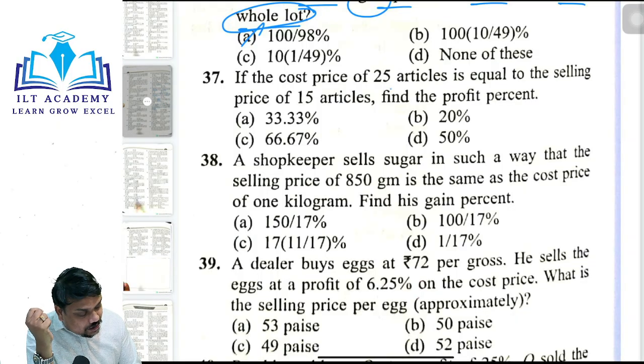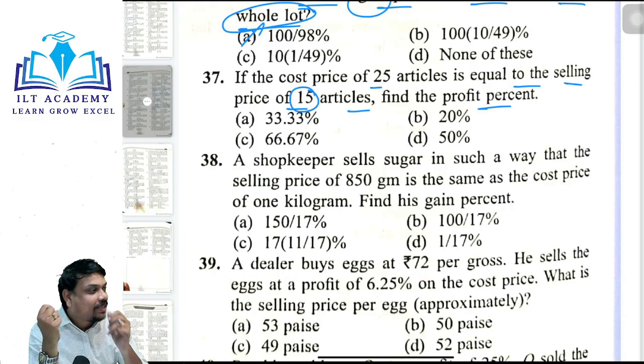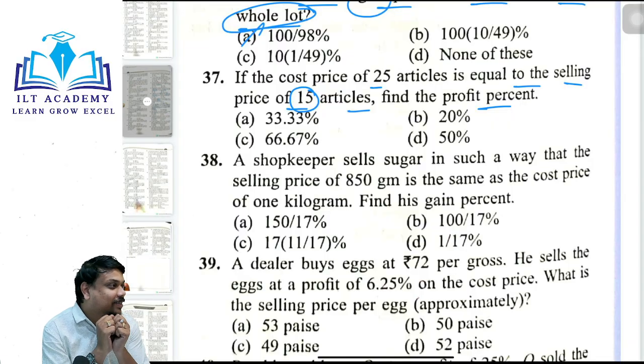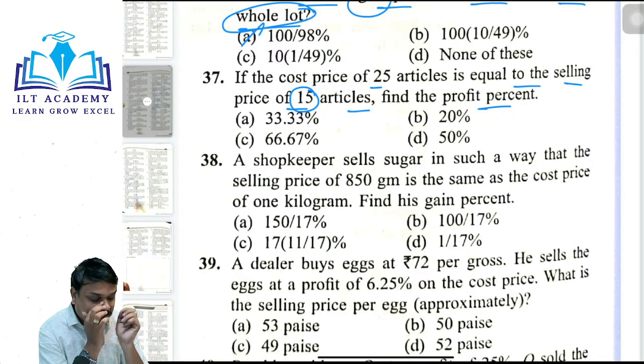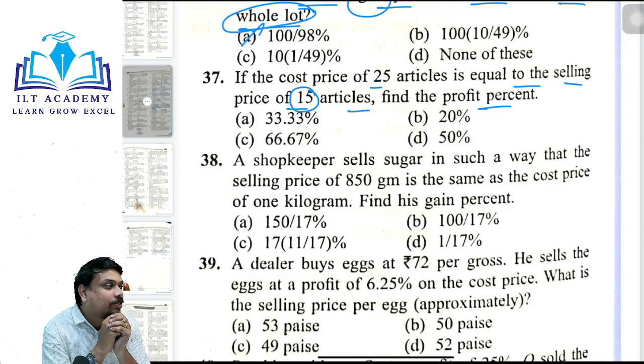If the cost price of 25 articles is equal to the selling price of 15 articles, then find the profit percentage. ये कर सकते क्या? Did we do the same thing? Yes, take it. 25 15 का LCM क्या रहता? 375. Take 375. Cost price of 25 articles, you take it as 375.